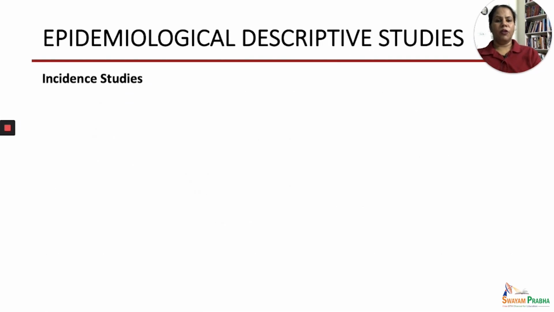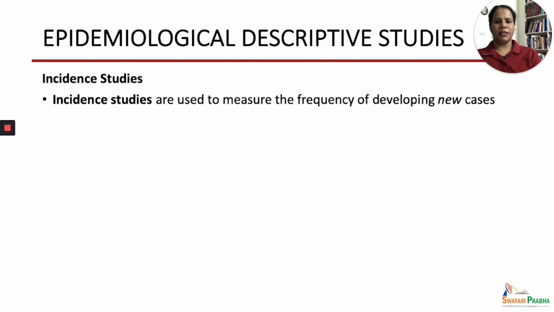Another type of epidemiological research, descriptive research design, is incidence studies. Incidence studies are used to measure the frequency of developing the new case. What is the frequency of developing the new case of any disease or any behavior? That is studied through the incidence studies.